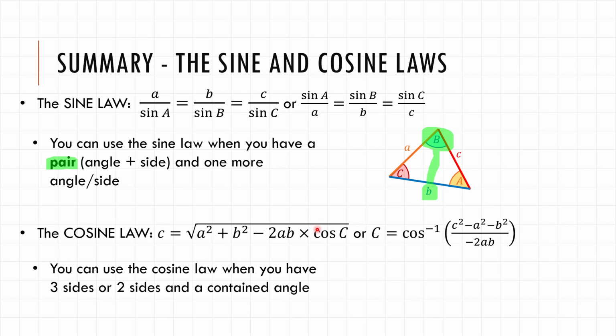If you have three sides of a triangle, you can use that to find any angle, as long as this side is the side that is opposite this angle. You can also use it if you have two sides and the angle that is in between them, and you can use that to find the measure of the third side. Remember, the angle between them must go over here, and the side that is opposite that angle must go over here.